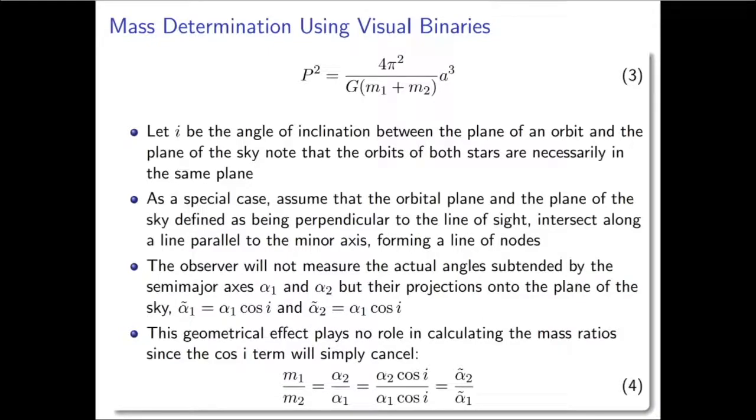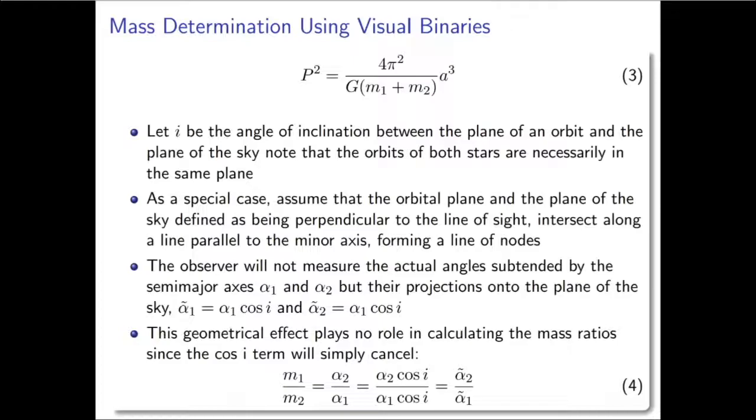So this is all written in this slide, but I want to go through and read all the points. As told, let I be the angle of inclination between the plane of the orbit and the plane of the sky. As I told, the sky plane and the orbit plane are not necessarily the same plane. If they are in different planes, there will be a certain angle of inclination, and that angle I am denoting as I.